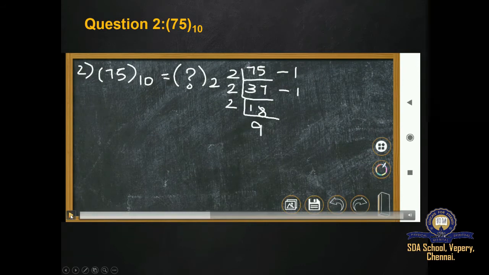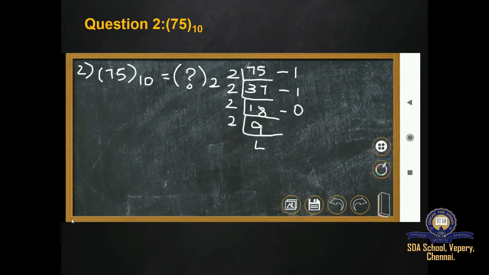Again we have to divide 18. How many times do we get? 9 times. 2 into 9 we get 18. Now the remainder will be 0. Now again we have to divide 9 by 2. 2 into 4 we get 8. Now our remainder will be 1.